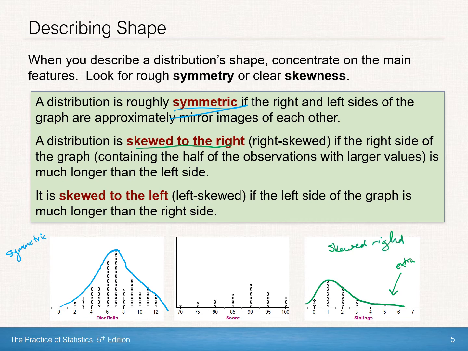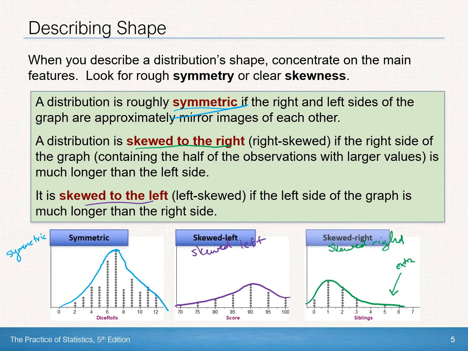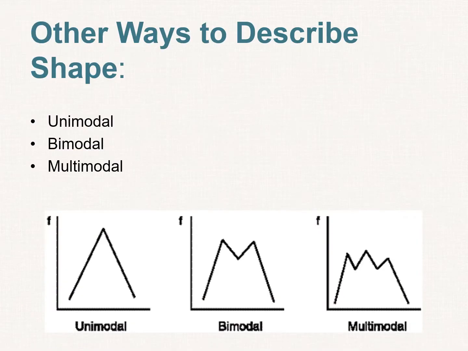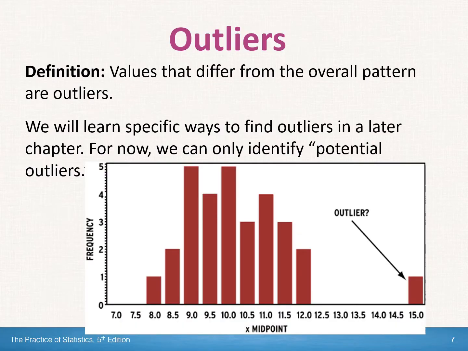The graph in the middle is a good example of skewed left for similar reasons. There is an extra tail on the left. There's extra data on the left. Other ways that you can describe shape, you can talk about where the modes are. Think of modes as peaks. So unimodal, there's one peak. Bimodal, 2 peaks. Multi, there's some other number. So that was all about shape.